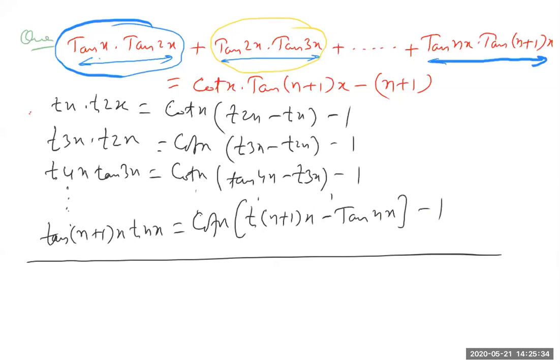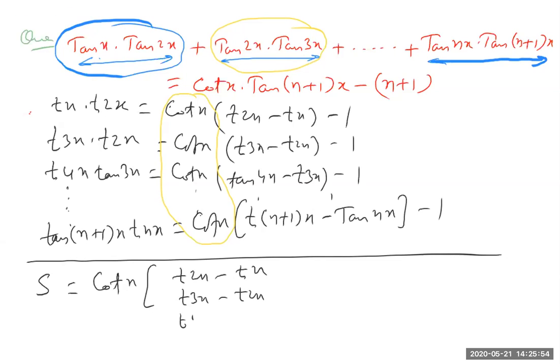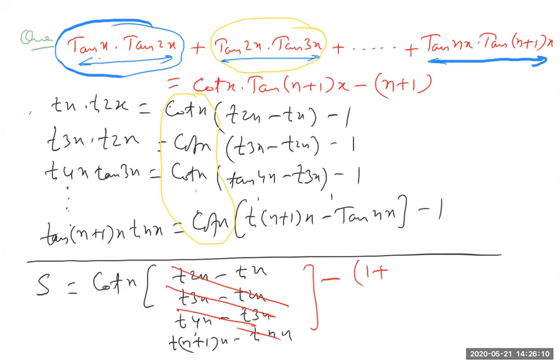So this sum S is equal to, if you add, see from all this we can take this cot x common vertically. So I will take this cot x common. So what will be left? Tan 2x minus tan x, then plus tan 3x minus tan 2x, then tan 4x minus tan 3x, and so on. Last step will be tan n plus 1 x minus tan nx. So you can see all these diagonal terms will cancel out, and minus 1 plus 1 plus 1 plus 1.